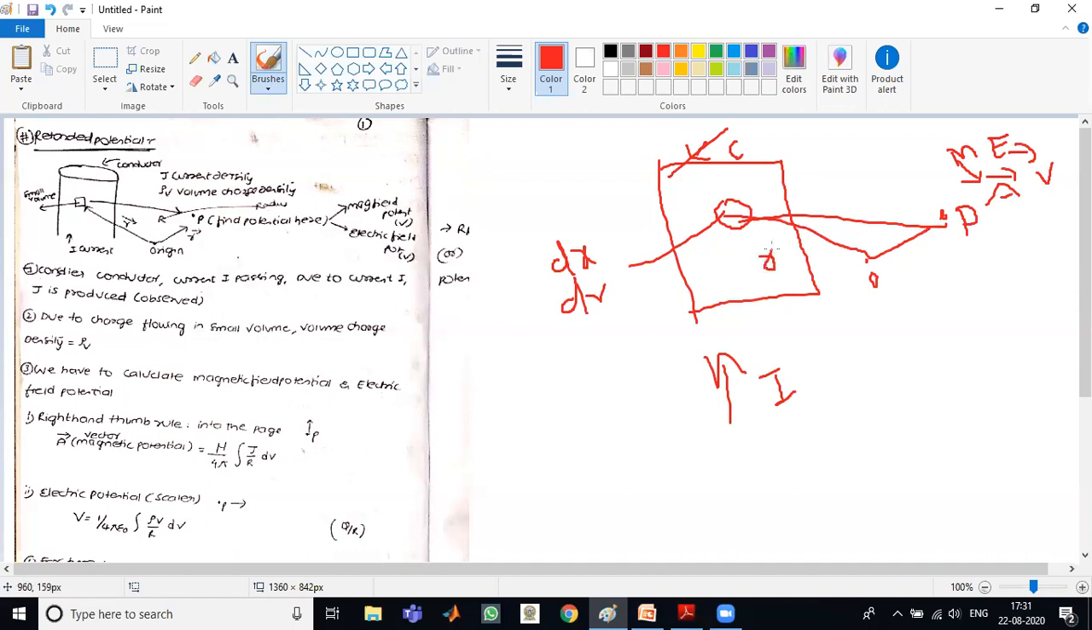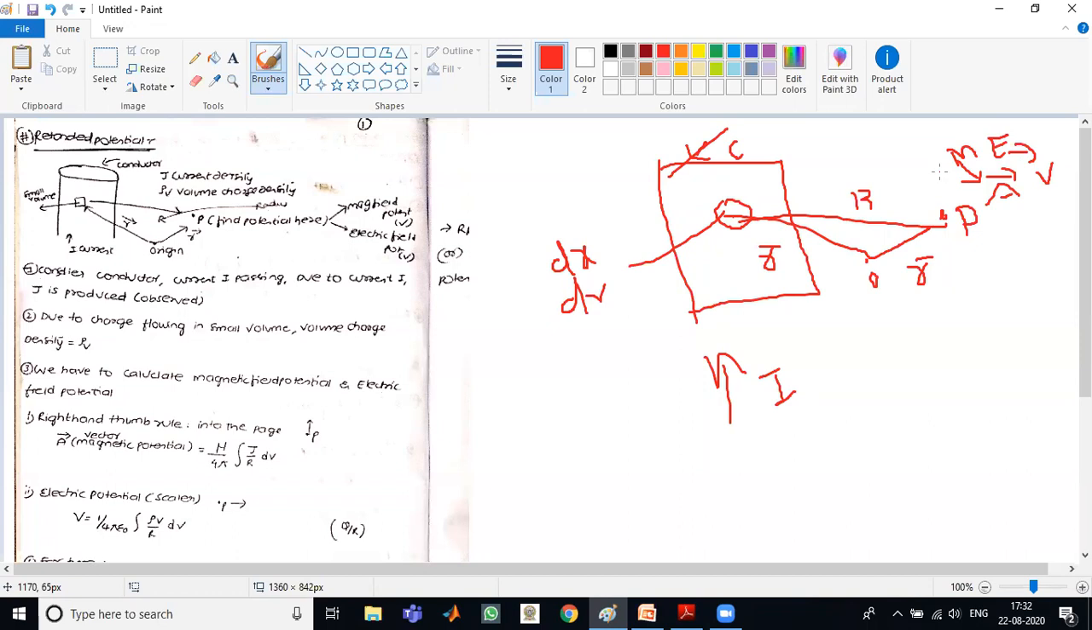This distance is R bar, and this distance is R bar, and this is capital R, the radius, the distance from the element to the point where we have to find the magnetic field potential and electric field potential. Here the consideration is, we have considered a conductor through which a current is passed to the small element dv, and at this small element we have current density J and volume charge density rho v produced due to the flow of current. At point P, we have to find the magnetic field potential and electric field potential.